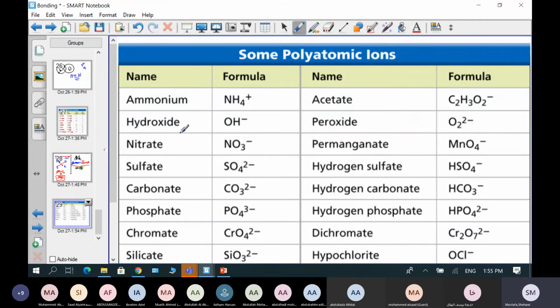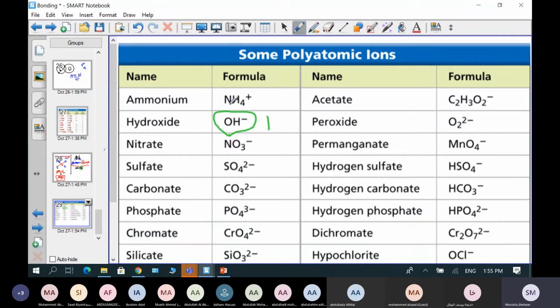Let's take hydroxide, for example. OH: O is covalently bonded to hydrogen, but the overall sign on the molecule OH is negative. So this one is reacting as a single ion and it has a -1 sign. So when I deal with it, I will give you oxidation number 1.